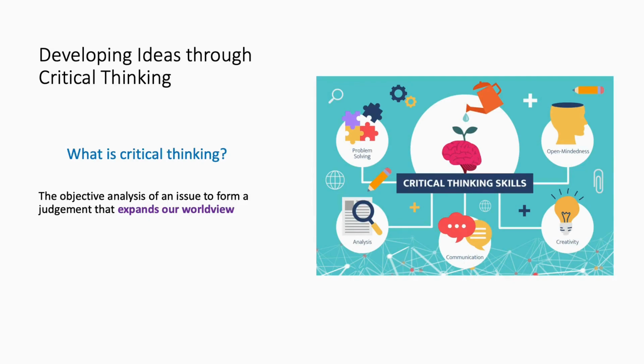And another way that our worldview grows is through critical thinking. When we start to think critically about what we read, study, consume, and write about, we are developing our brains as well as our writing voice. Critical thinking is the objective analysis of an issue to form a judgment that expands our worldview. Another way to think about it is when you're reading something or watching something, the little voice in your head that's questioning, like, oh, what does this mean? Or, oh, I don't know if I agree with this. Those are the beginning seeds of a critical thought.